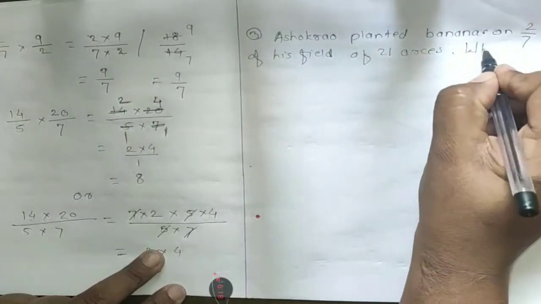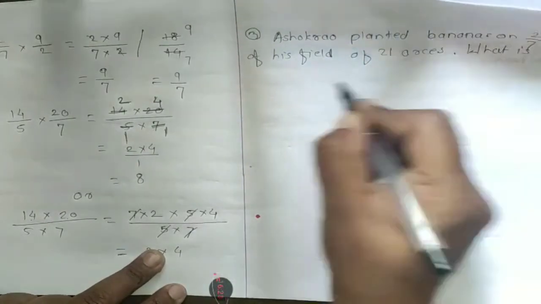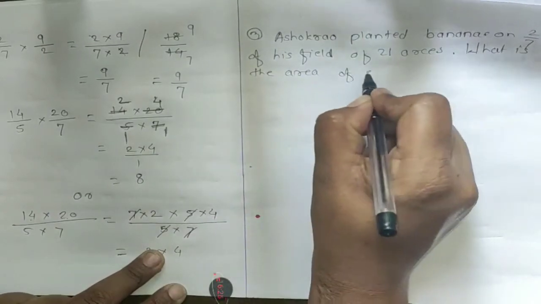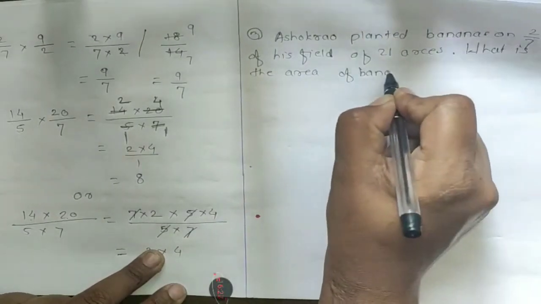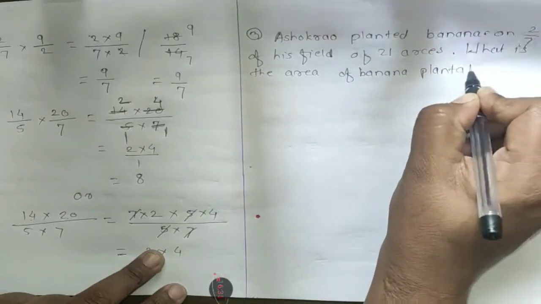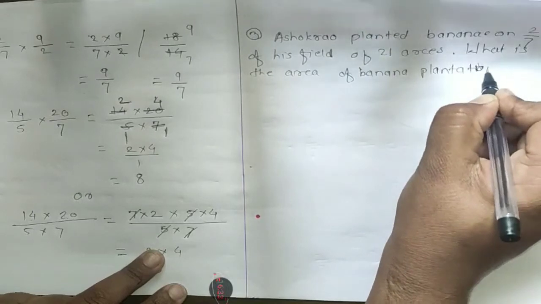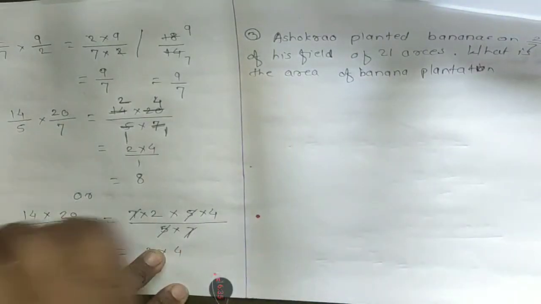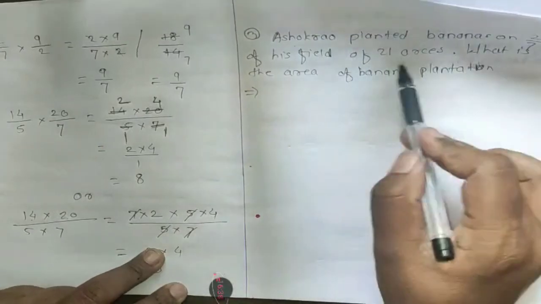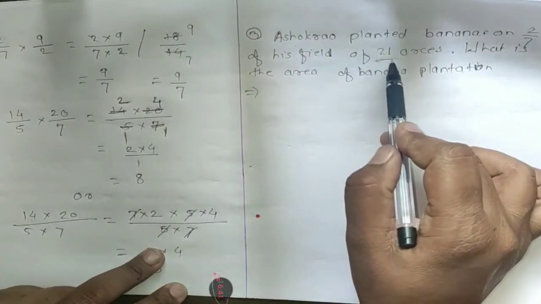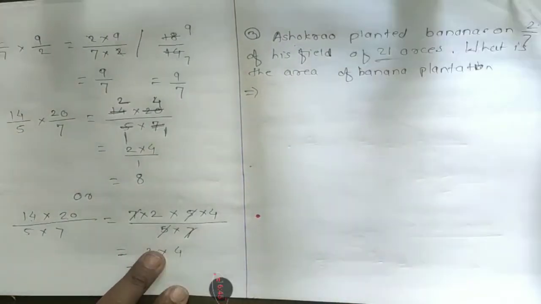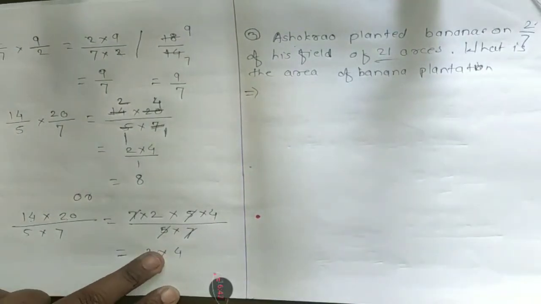So we have to find out what is the area of banana plantation, that we have to find out. So how to find it? Just as we saw in the first example, first we have to write what we must find out. So Ashok Rao has how many acres of land? 21 acres. And from this, 2/7 part he planted the bananas. So we have to find the banana plantation's area.